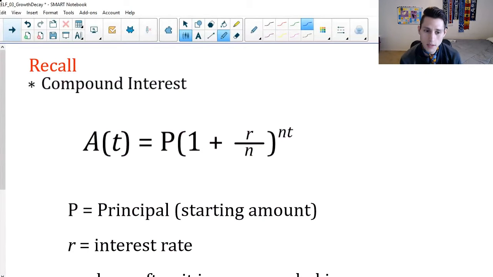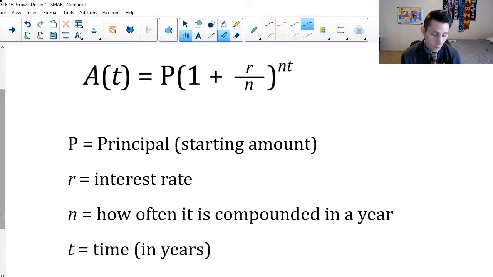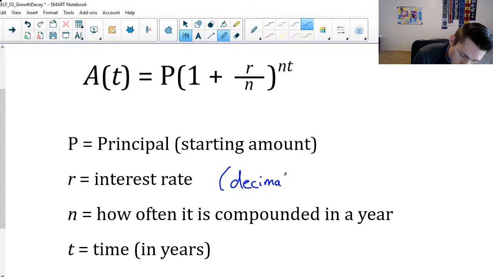So the compound interest formula is this. This should be something you saw before in Algebra 2, where that capital P just represents the principal amount, so the starting amount of money that you had. R is the interest rate. Now we have to make sure that whenever we use it in our equation, it's a decimal. N is how many times that interest is compounded in a year. So we'll talk about different amounts that we compound. And then T is the time in years. All right. So hopefully this formula is relatively familiar.